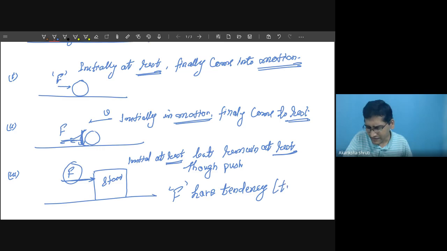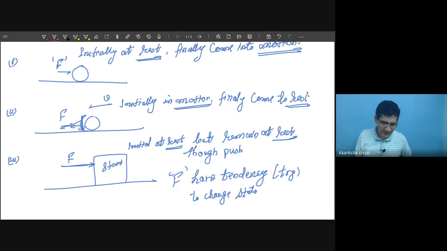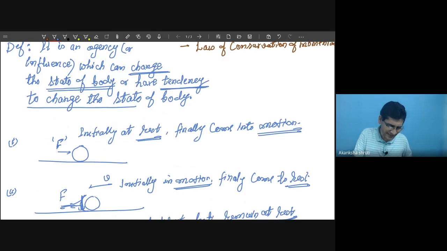In this case, this force F has the tendency. Tendency means it can try. But what is the tendency? To change the state. Why? Because if this force is increased beyond a certain limit, then this stone will start rolling. Or in place of this heavy mass, if a smaller stone or a small ball is there, with the same force it is able to move. So this force has the tendency.